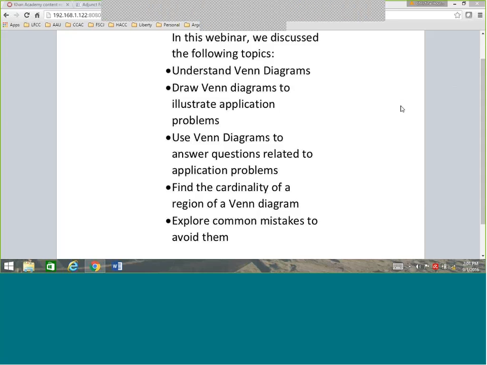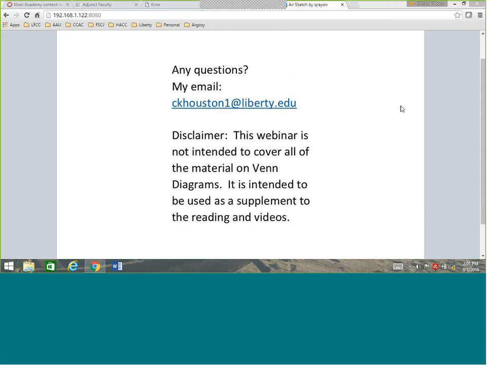Okay, so we talked about Venn diagrams and how to use them to do these application problems, especially these survey type questions, and also looked at cardinality notation because you're going to see that in the homework as well. And I just wanted to put my email address up there. Also, my little disclaimer that this does not replace watching the videos in the My Math Lab. It does not replace reading the book in My Math Lab. You still need to do that studying. This is meant to be a supplement to the regular reading and videos for Chapter 2.